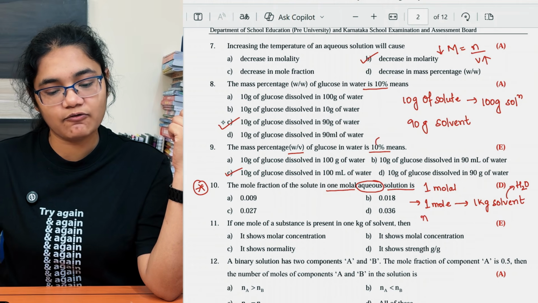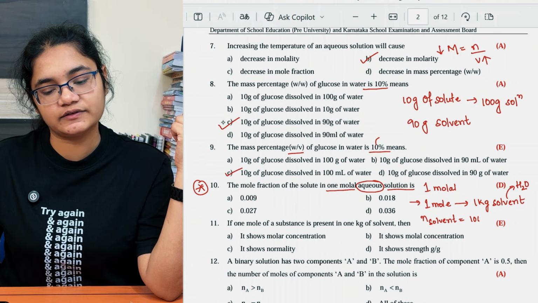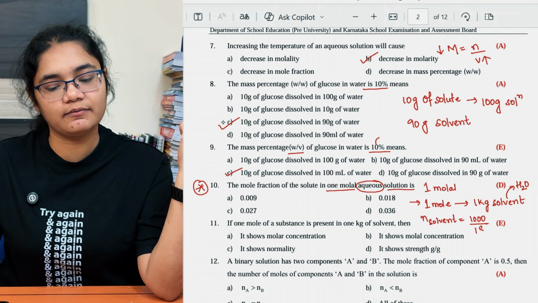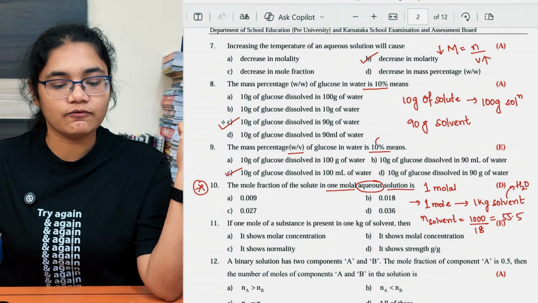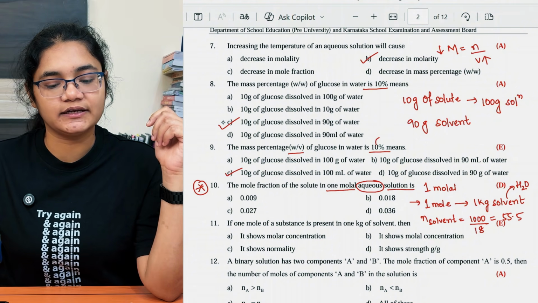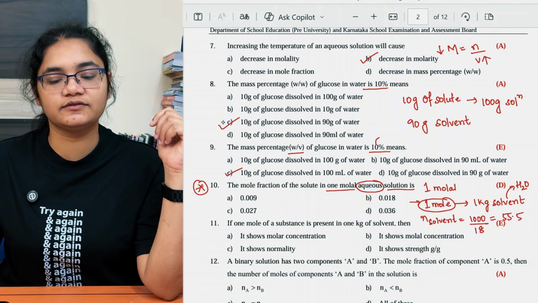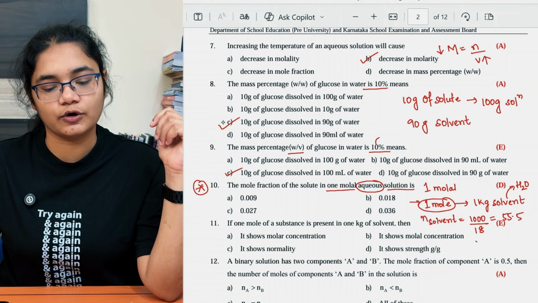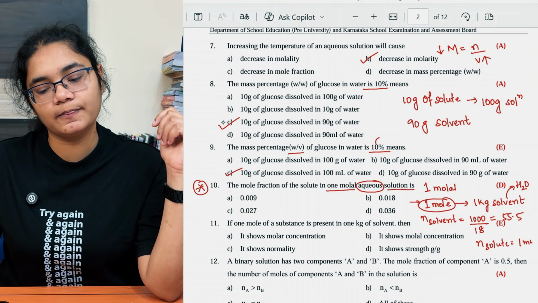So what is the number of moles of solvent? Number of moles of solvent will be 1000, that is 1 kg is equal to 1000 gram, divided by 18, which is equal to 55.5. Okay, now 1 molar aqueous solution means it is 1 mole of solute present in 1 kg of solvent. So what is the number of moles of solute? Number of moles of solute will be 1 mole, right?